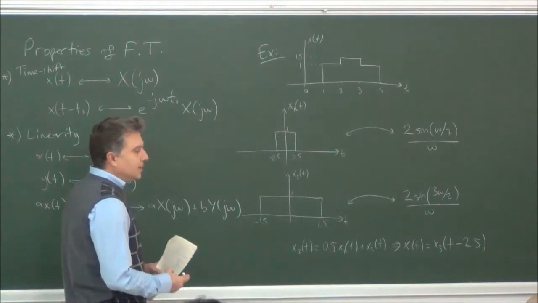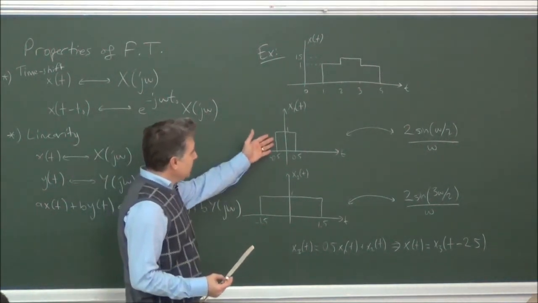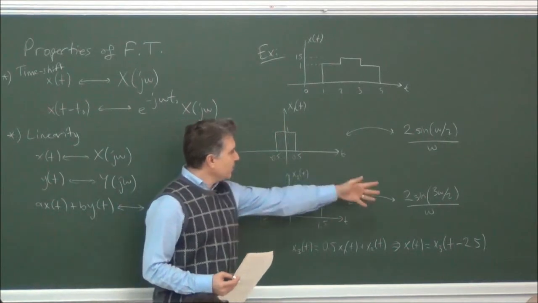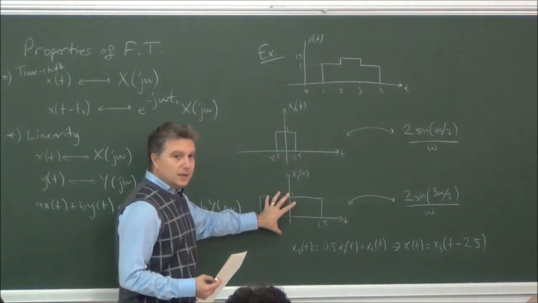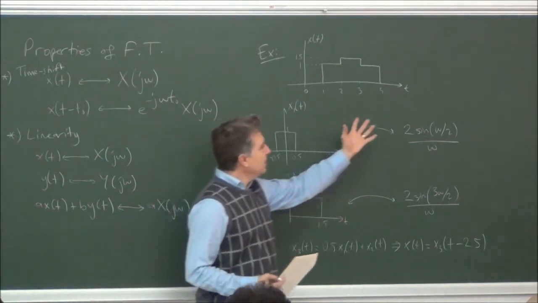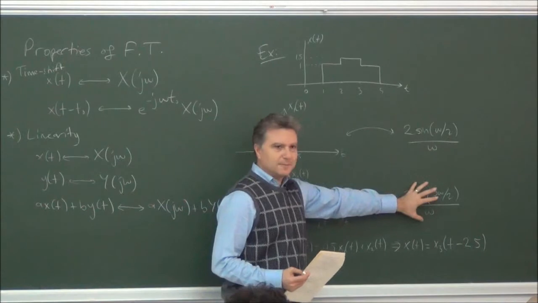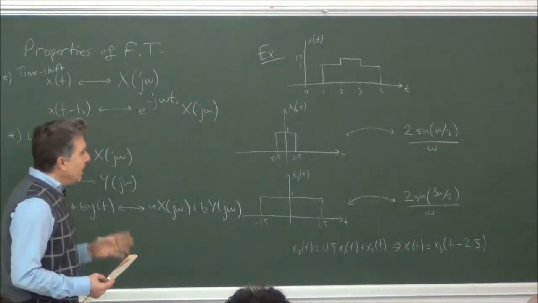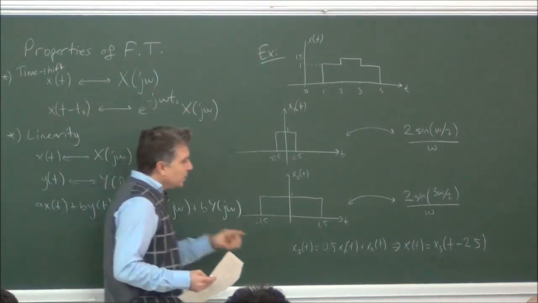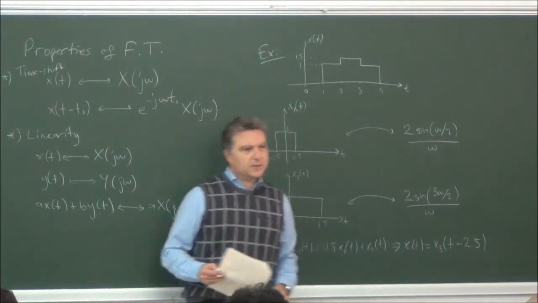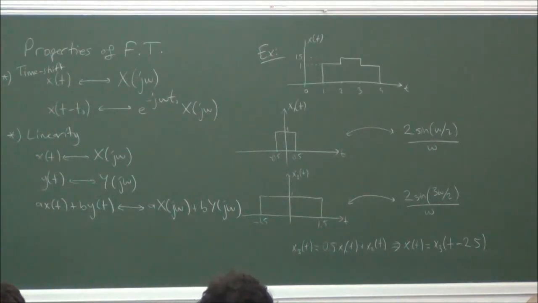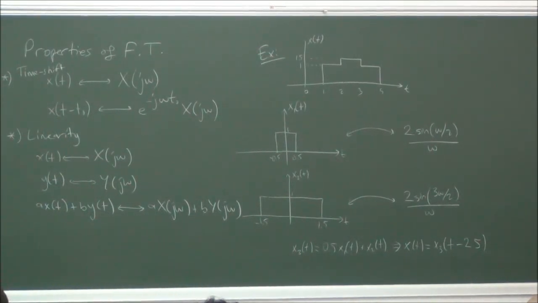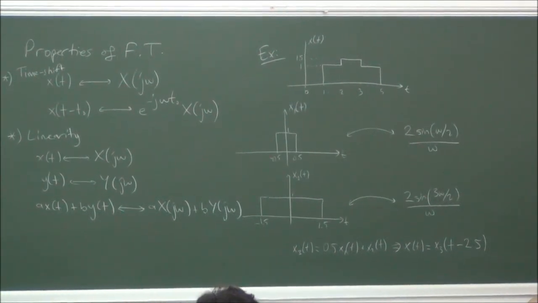So we need to apply the linearity property first. If this has a Fourier transform of that and this has a Fourier transform of that, something times this plus this one will have the Fourier transform of something times this plus this, which is the linearity property. And then we will combine them. Afterwards we will apply some amount of shift, 2.5 shift. So what's the overall expression that we get?